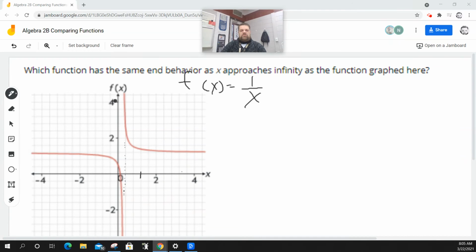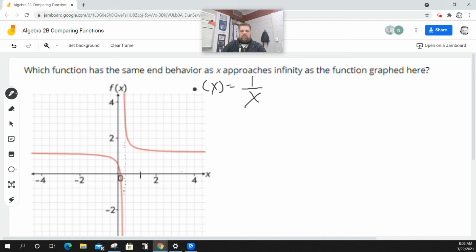All right, so it says which function has the same end behavior as x approaches infinity as the function graphed here. So f of x is some sort of variation. I probably should change that to like g of x. F of x is some variation of what we call a rational expression.